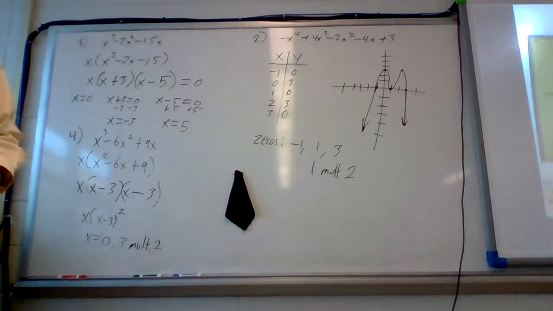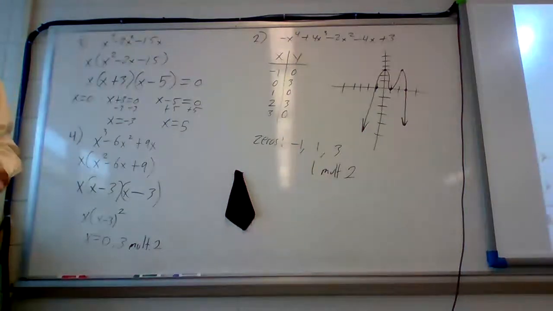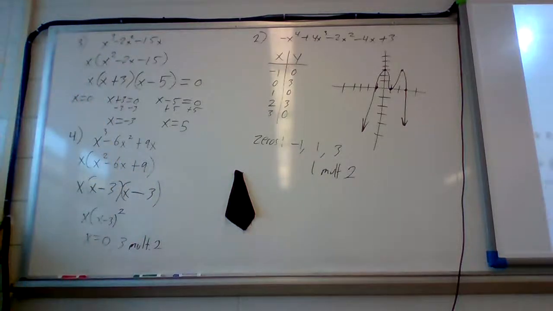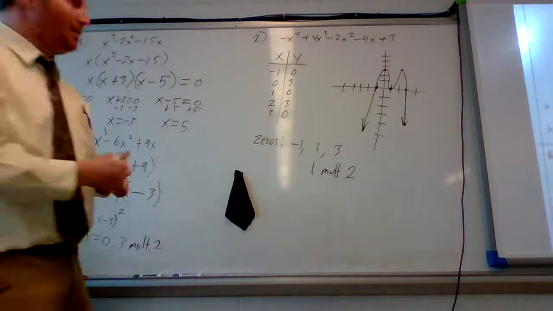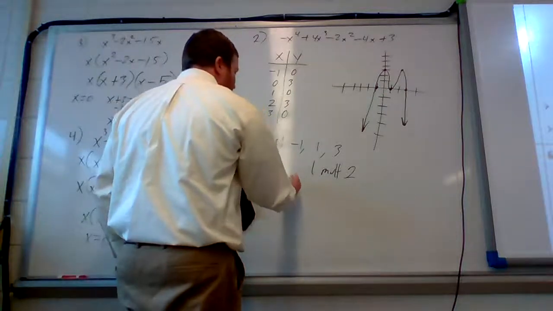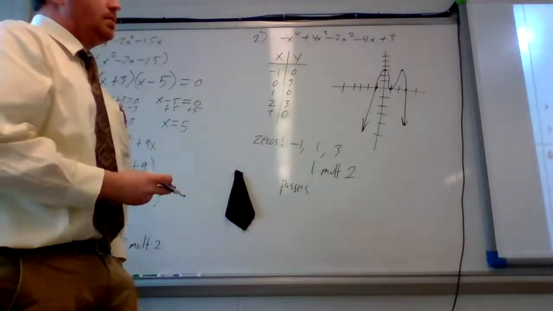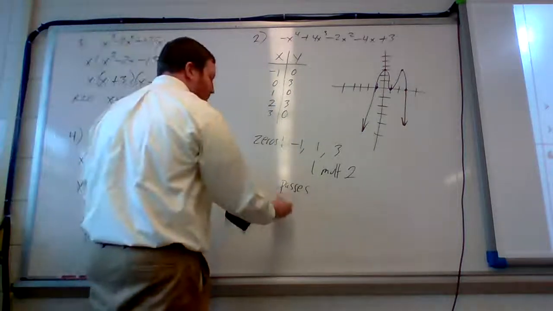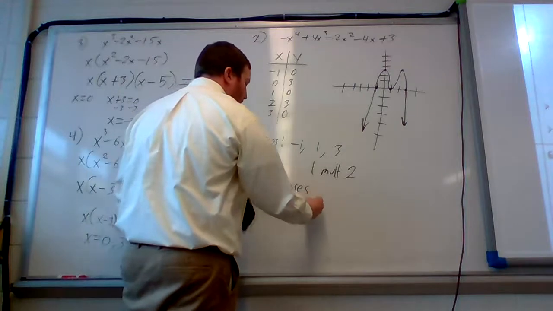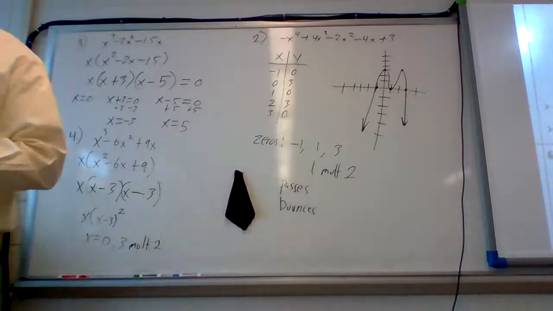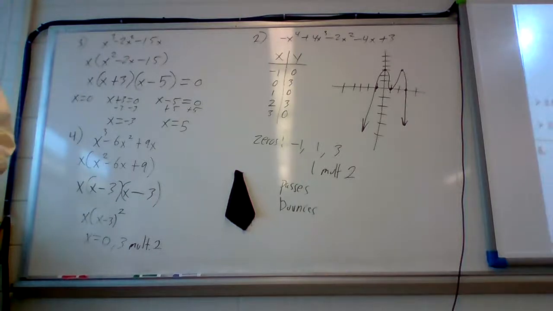So if it bounces, that means we have an even multiplicity. And if it's odd, then that multiplicity is going to pass through. So that's kind of our notes on that page. If the multiplicity is odd, then the graph passes through. If the multiplicity is even, then the graph bounces at the zero. Okay? That makes sense?